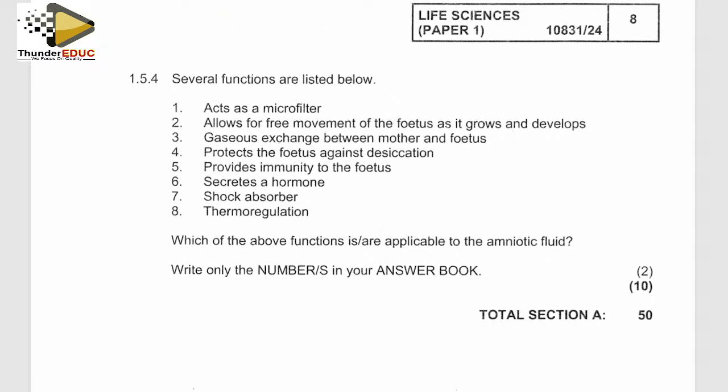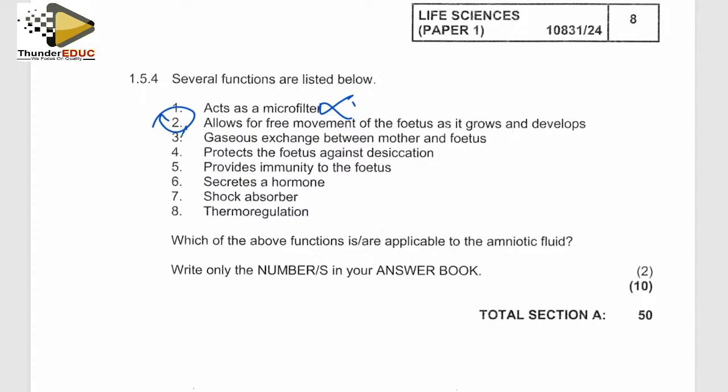All right. They're saying that several functions are listed below. Which of the following functions is or are applicable to the amniotic fluid? Don't forget to talk about the functions of amniotic fluid. Number 1, allows free movement. Yes, this is correct.